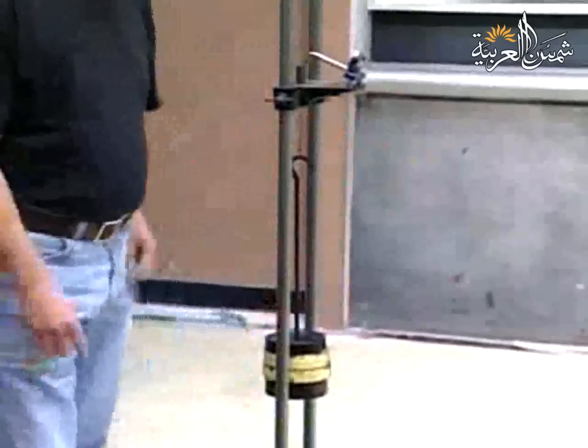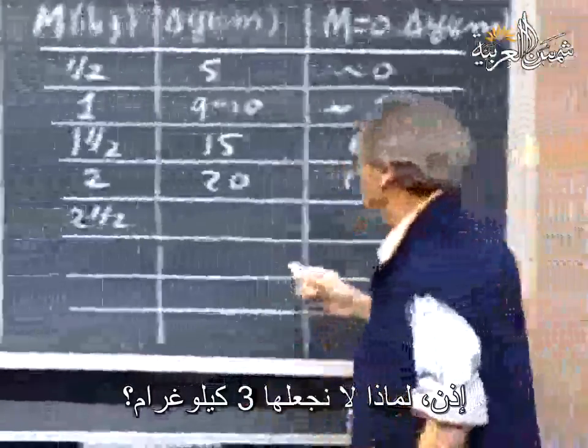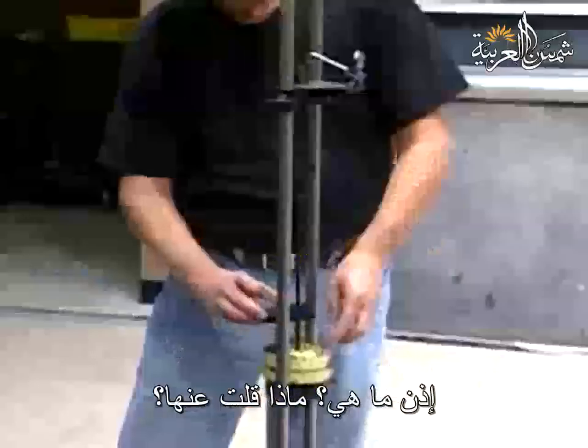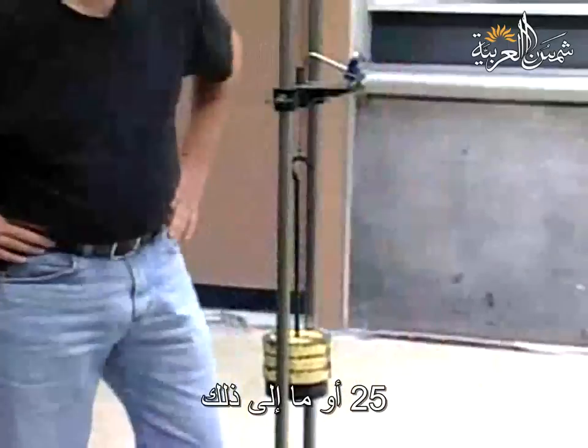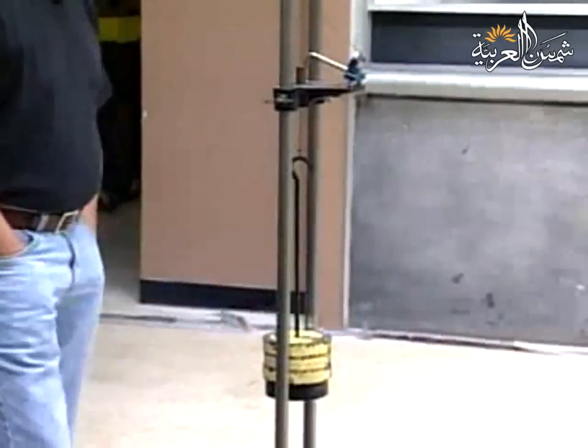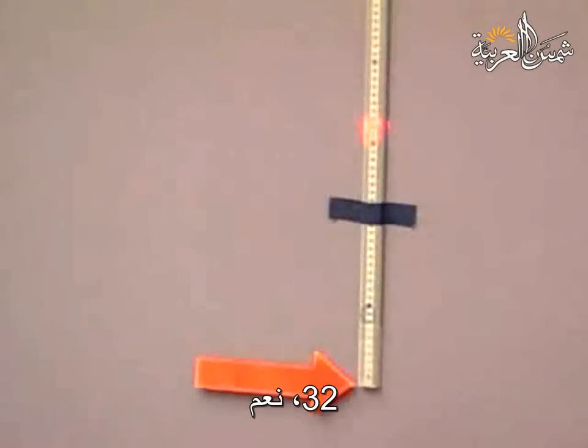Actually, no need to take it off anymore, because it's clear that we have permanent deformation, and there's no sense in following that. So why don't you make it 3 kilograms? What did I say it was? 25 or so. So we have 3 now. Boy, this wire is hanging in there, I must tell you. 32, yeah. Can you make it 4?